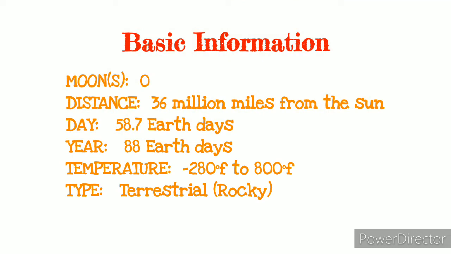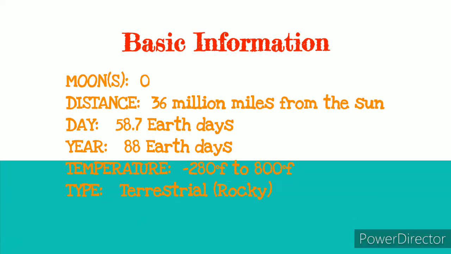Mercury has 0 moons. The distance between Mercury and the Sun is 36 million miles. A day in Mercury takes 58.7 days on Earth, while a year in Mercury takes 88 Earth days. The temperature of this planet ranges from minus 280 degrees Fahrenheit to 800 degrees Fahrenheit. And of course, we know it is a terrestrial or rocky planet.